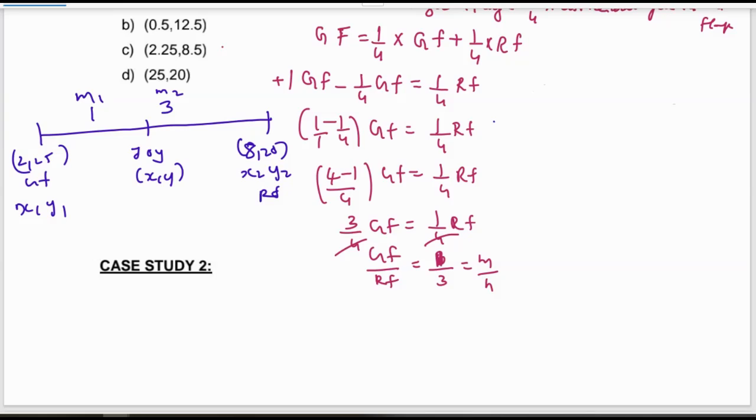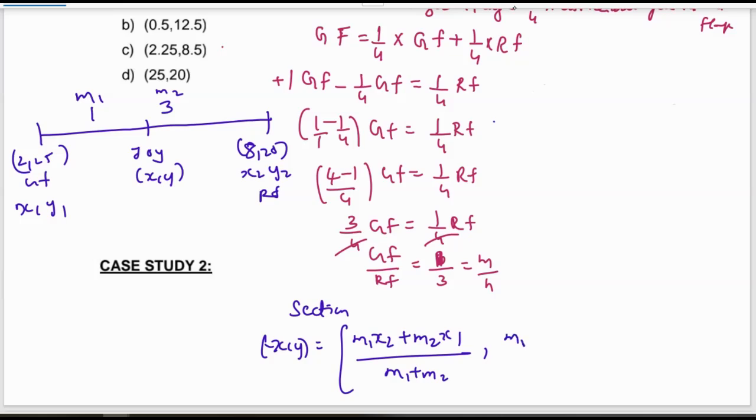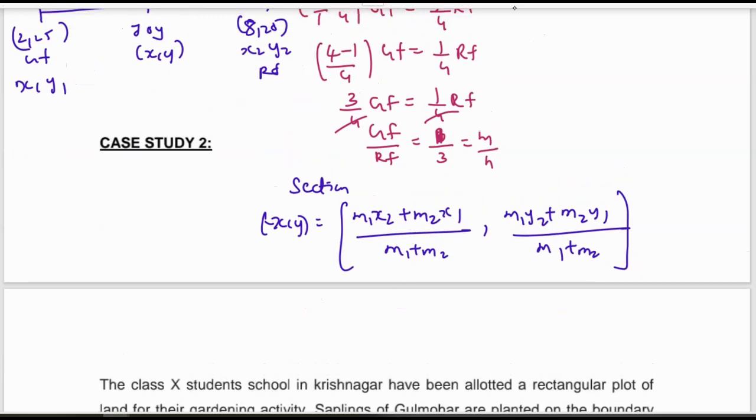So now we have to find by using the section formula. The section formula says that x comma y equals (m1 x2 plus m2 x1) divided by (m1 plus m2), comma (m1 y2 plus m2 y1) divided by (m1 plus m2). So now we have this one. By substituting the values, m1 will be 1. I'll just write it from here so that I can solve the problem.